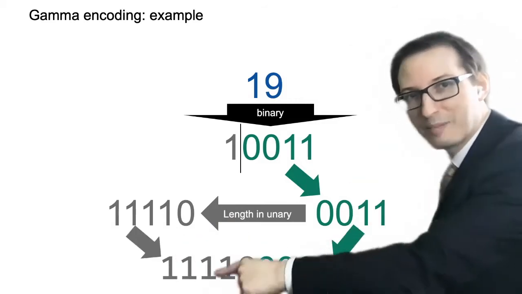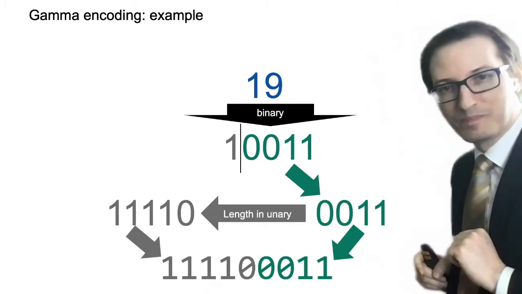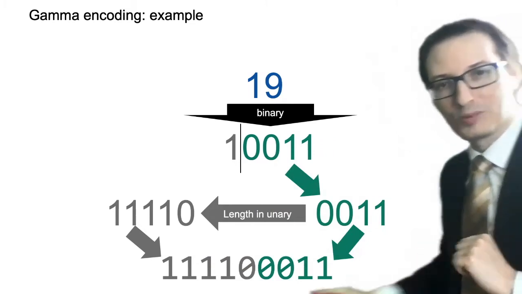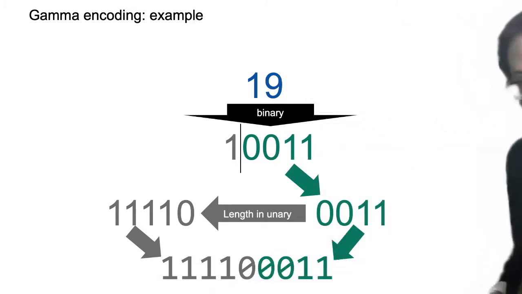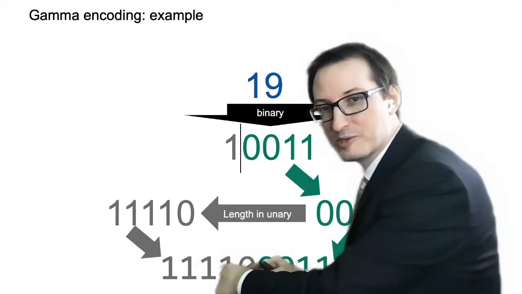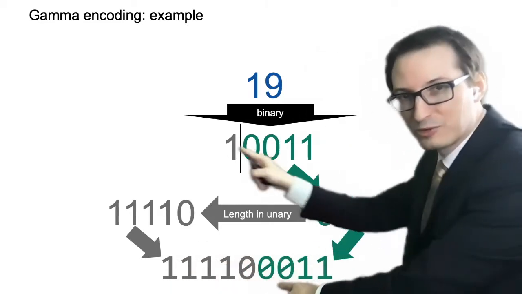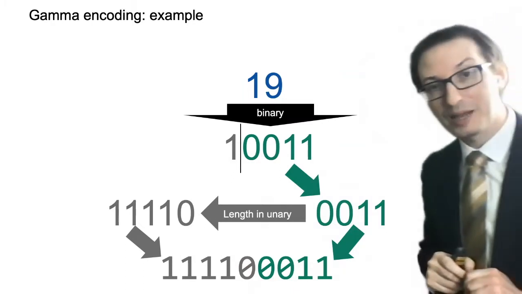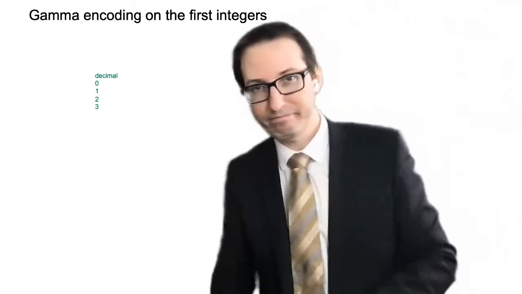So this is the gamma encoding of 90, right? This is it. It's always going to be an odd number of bits, right? Plenty of ones followed by a zero, followed by the binary encoding without the leading one, gamma encoding. Okay, let's do it for the first integers.